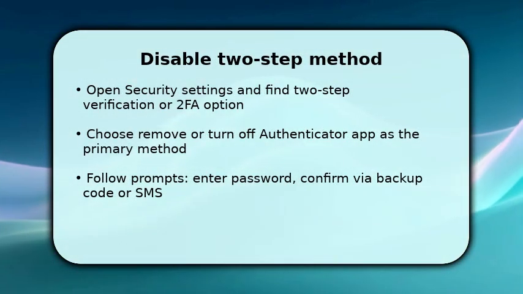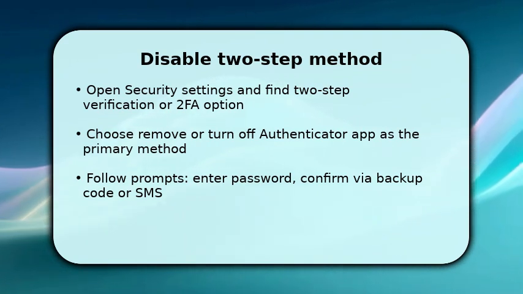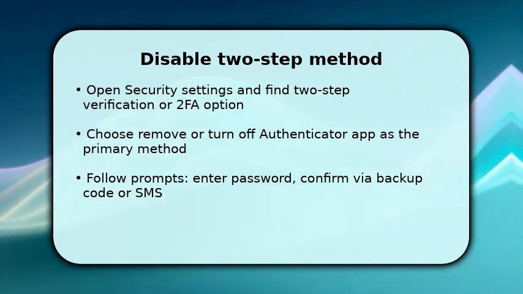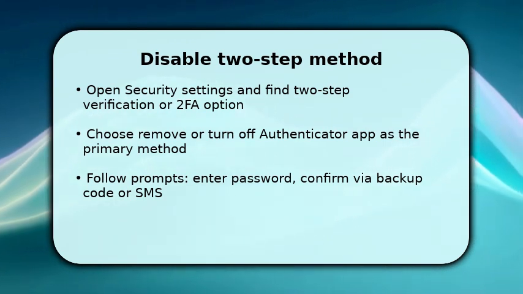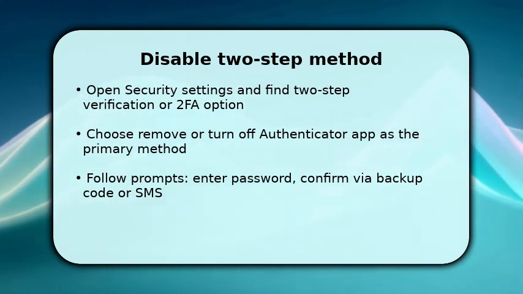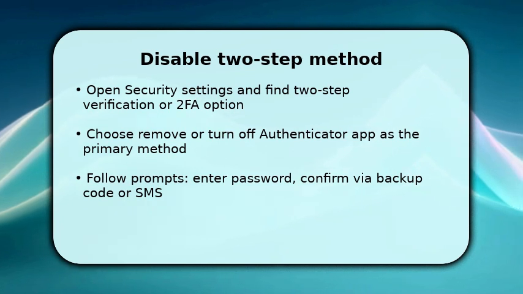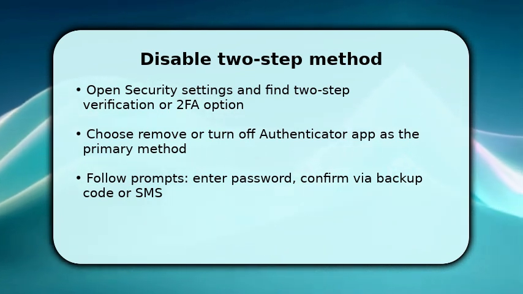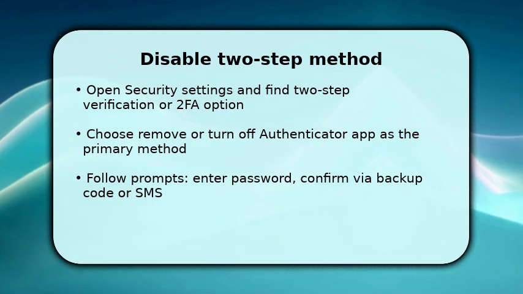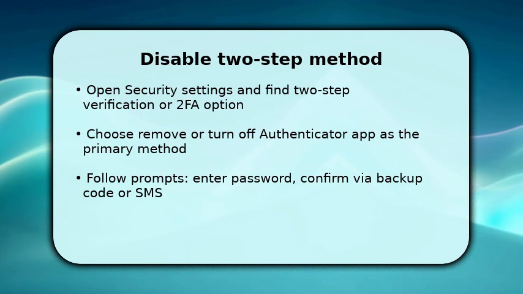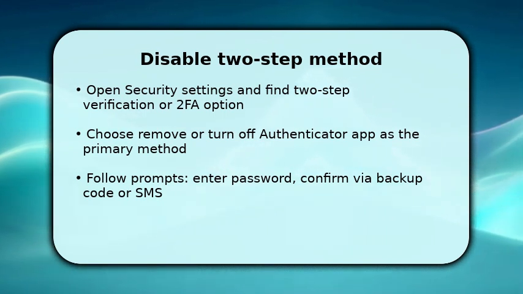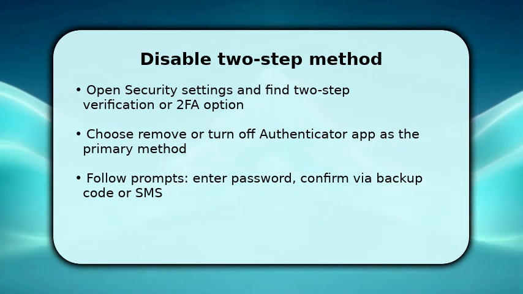You will now remove the app from the account. In security settings, select two-step verification and locate the Authenticator app entry, choose Remove or Replace. When prompted, authenticate with your password and confirm using an available backup code or a text code sent to your recovery phone. This step revokes the app's secret key on the server, which is why you must confirm identity. Once done, the account stops accepting codes generated by your Google Authenticator app.